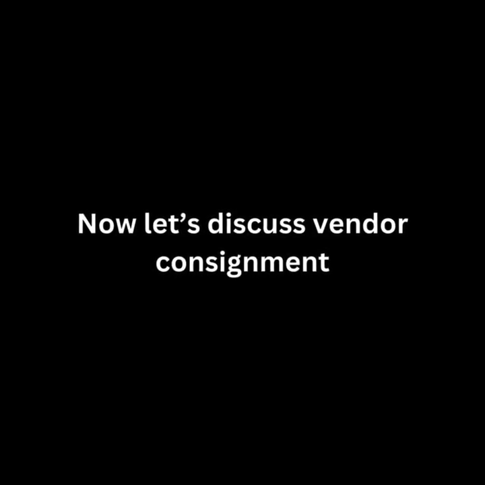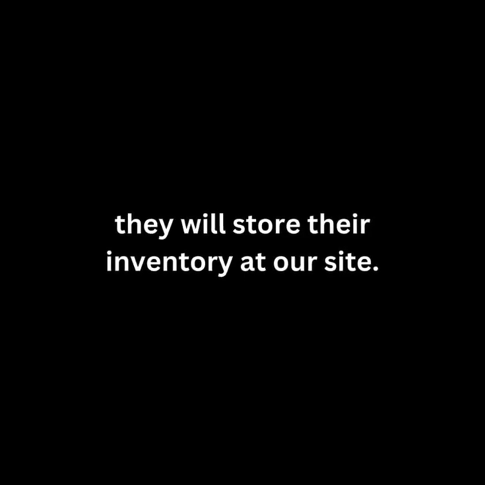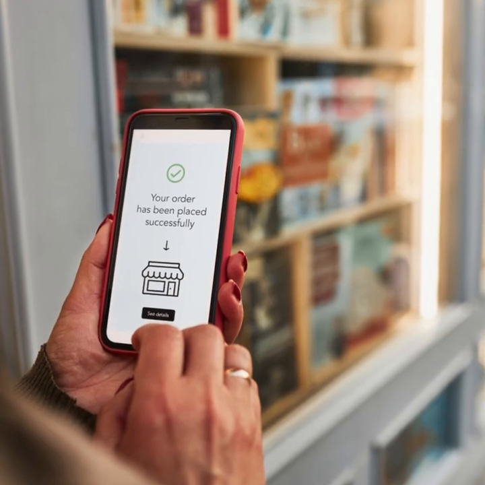Now let's discuss vendor consignment. In this scenario, the vendor keeps their stock on our premises. For example, if our vendor supplies raw materials, they will store their inventory at our site. When we need to use these materials, we create a purchase order to consume them. Until we order, the vendor retains ownership of the stock.